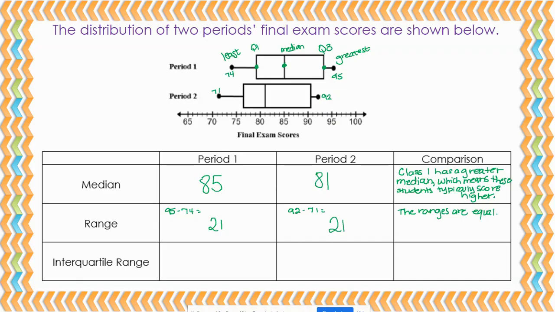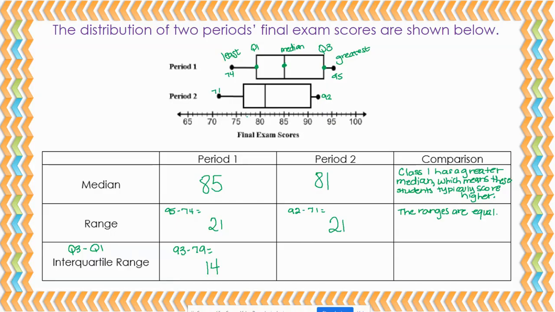And now I'm going to find interquartile range. Interquartile range can be found by taking the two quartiles and subtracting them. So just in case you don't remember, write yourself a note that interquartile range is Q3 minus Q1. So let's look at class period 1. Class period 1 looks like it has a third quartile that is right here at about 93. And it looks like it has a first quartile that's right here at 79. So to find the interquartile range, I'm going to subtract 93 minus 79, which gives me an interquartile range of 14.